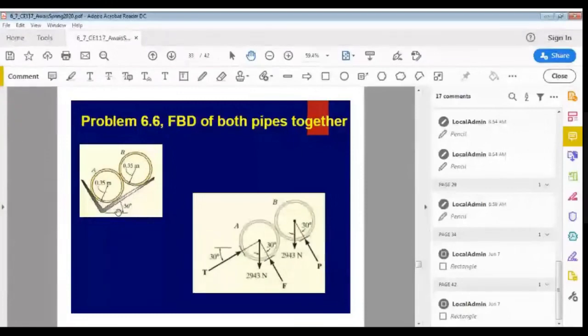The force will always be parallel to this surface to which these two bodies are supported.